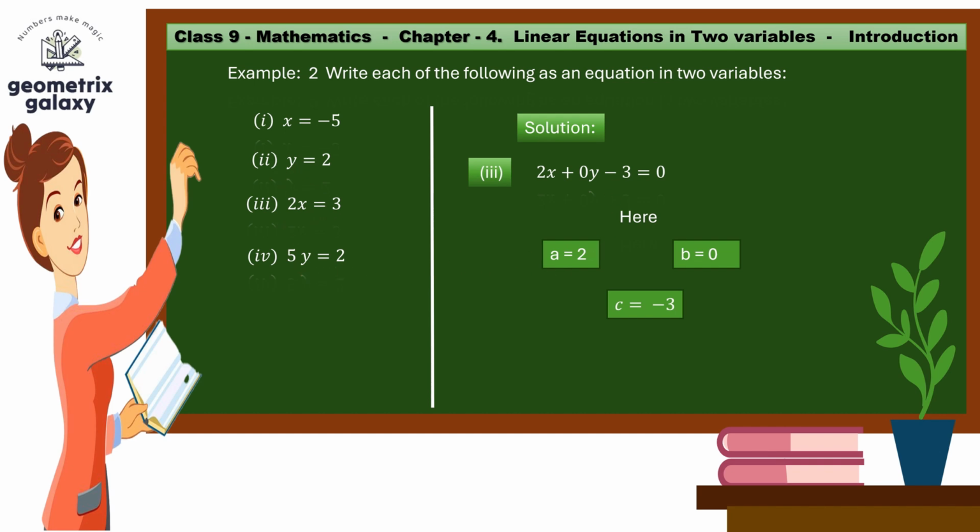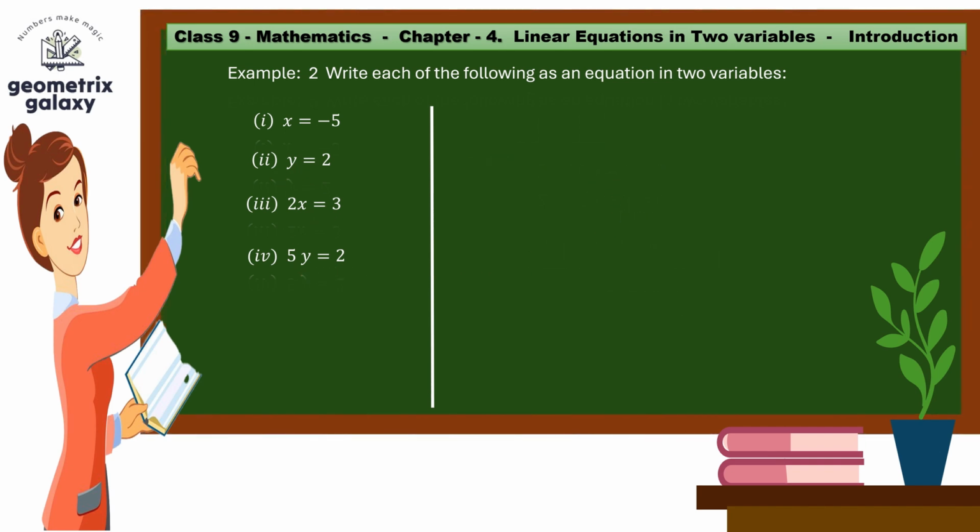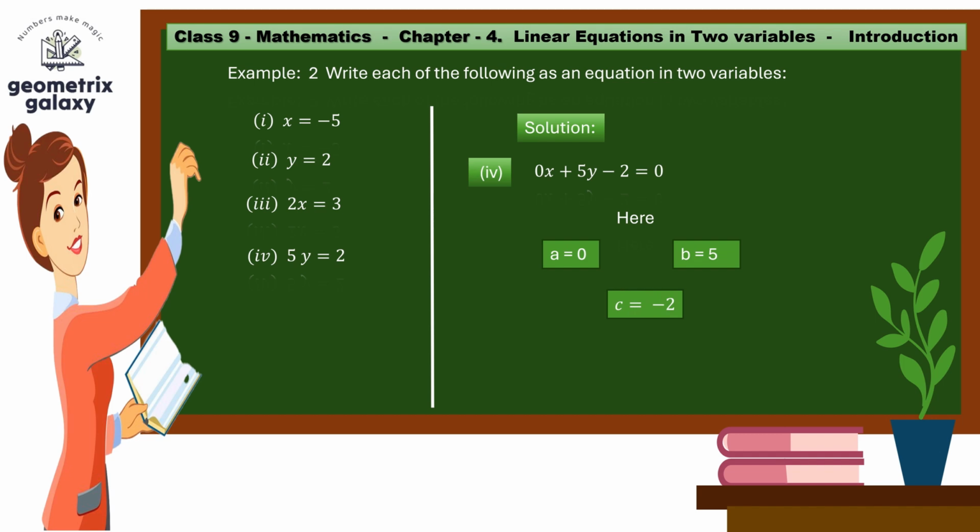The next subdivision is 5y is equal to 2. Here we have y variable but we don't have x variable. So we can write it as 0x plus 5y minus 2 is equal to 0. a takes the value 0, b takes the value 5 and c takes the value minus 2.